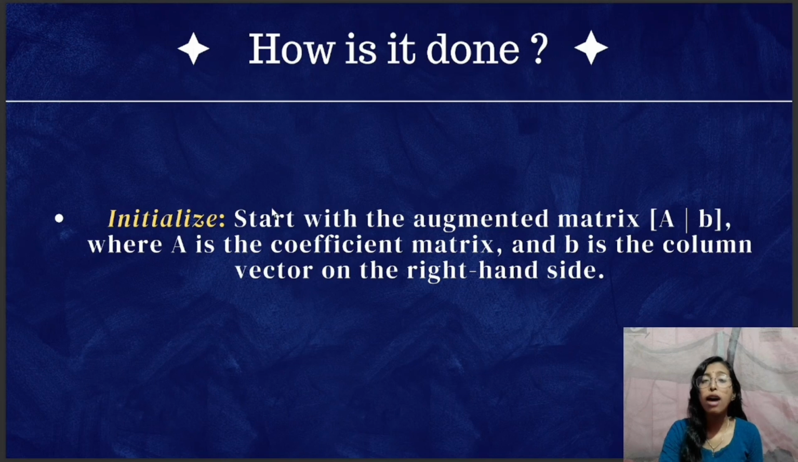Now let us see how it is done. The first step of doing the partial pivoting method is to initialize. Start with the augmented matrix, that is A and B, where A is the coefficient matrix and B is the column vector on the right hand side.